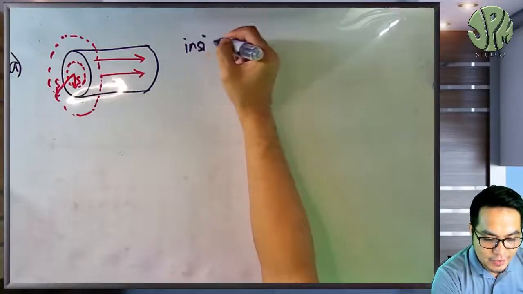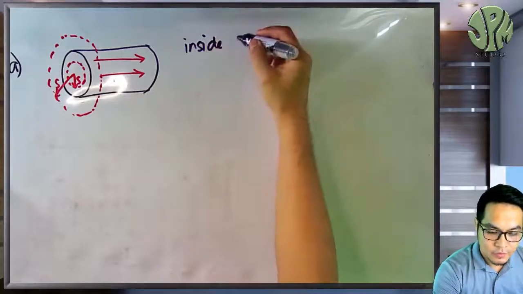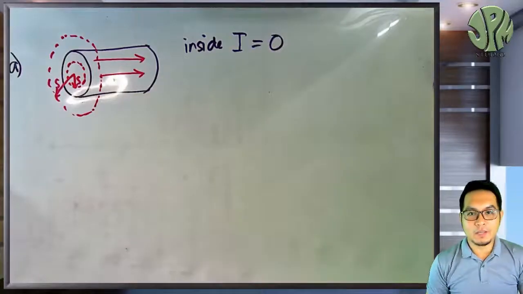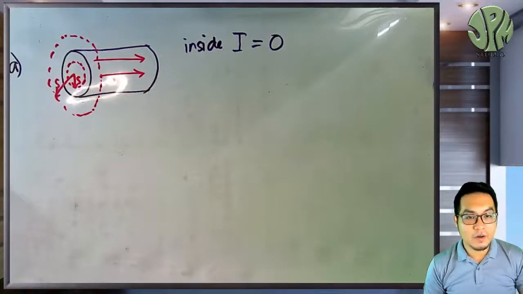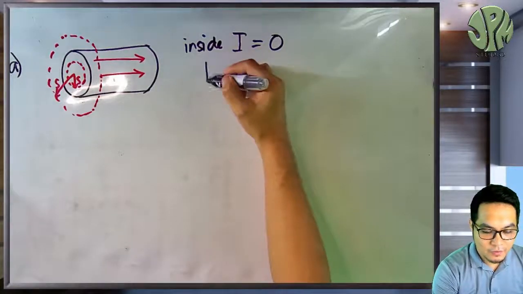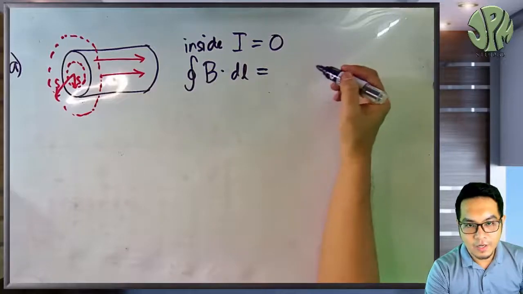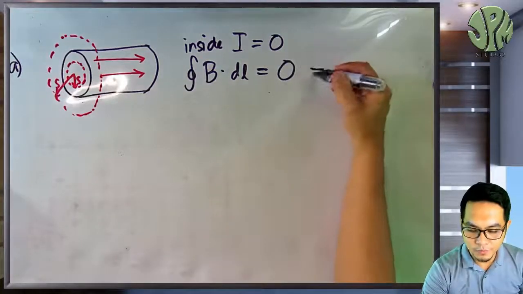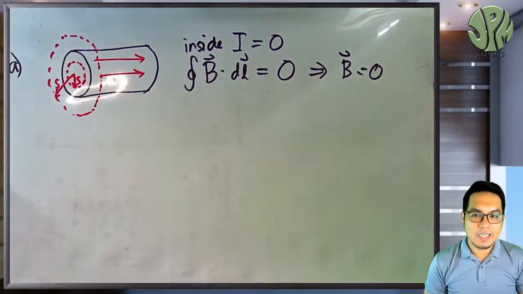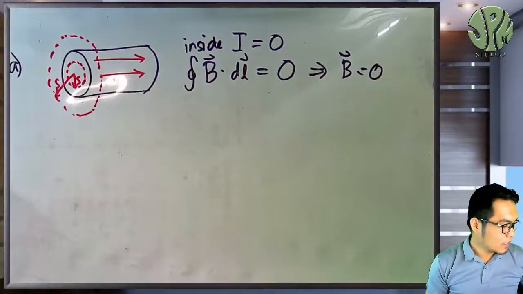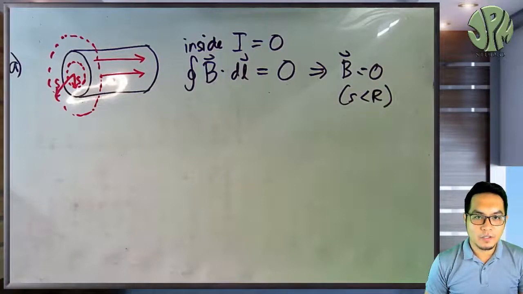Inside the loop, there's actually no current. There's no current density inside the loop because all of the currents are on the surface. Therefore, the closed integral using Ampere's law is mu naught I, but I is 0, so it's 0, and therefore the magnetic field is 0. So there's no magnetic field inside. This is for s less than R, inside the cylinder.